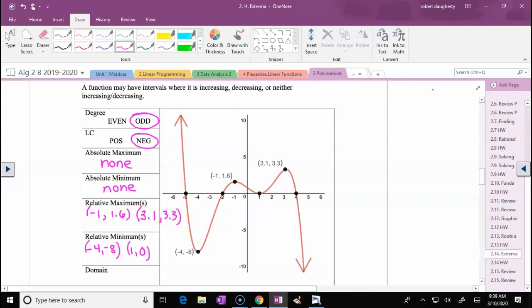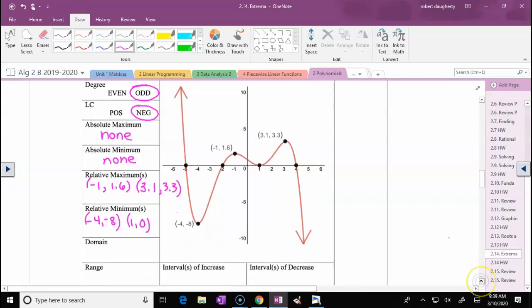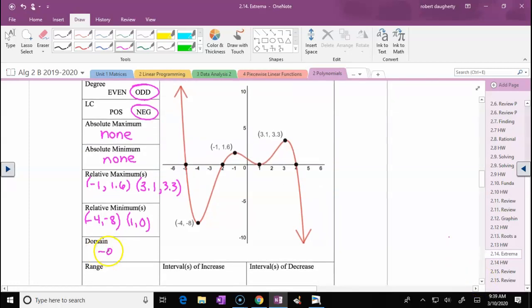Okay. What is the domain of this function? Remember how we did that? The domain is a set of all what? X values. Where do the X values go on this graph? Yeah, from negative infinity to positive infinity. So the domain of this graph is from negative infinity to positive infinity. What is the range of this graph? Yeah, same thing. Negative infinity to positive infinity.